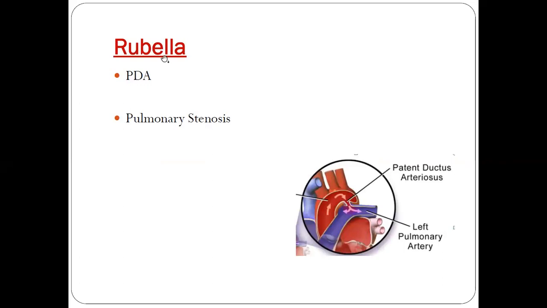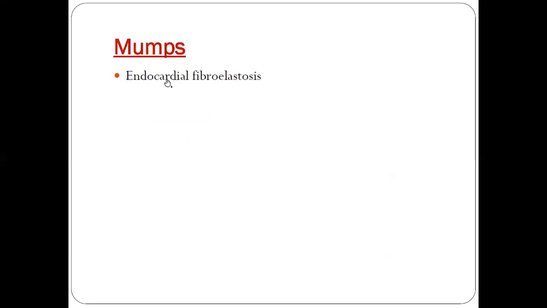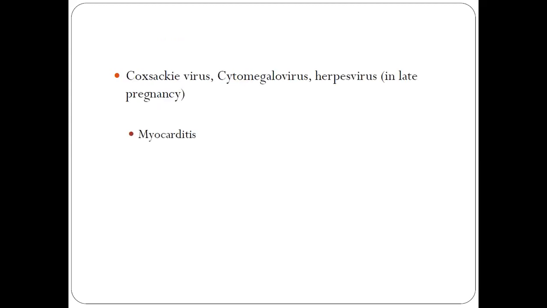Coming to infections, if you get infected with rubella, there are high chances of getting patent ductus arteriosus and pulmonary stenosis. Mumps can cause endocardial fibroelastosis. It is a condition in which the endocardium is replaced with fibrous tissue like collagen and elastin fibers, leading to diastolic as well as systolic dysfunction. So this is very rarely seen nowadays because mumps infection in pregnancy is very unlikely to occur.